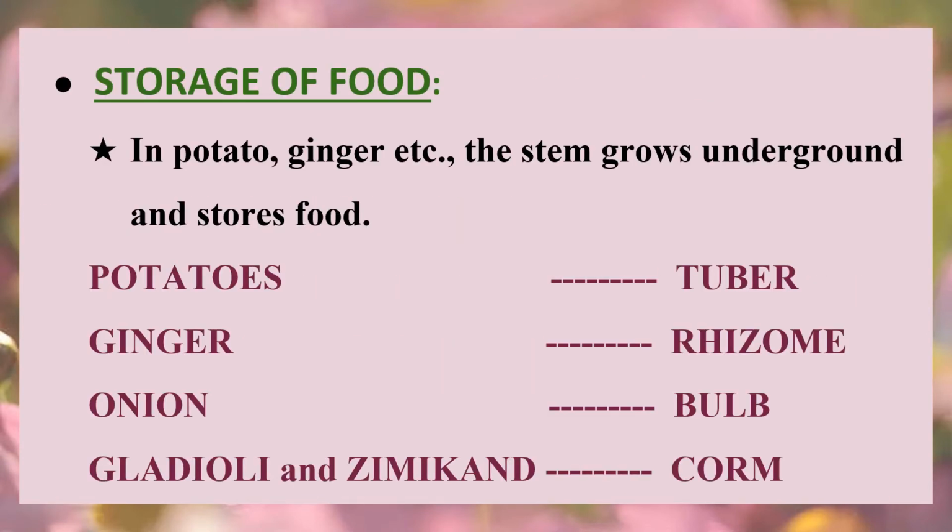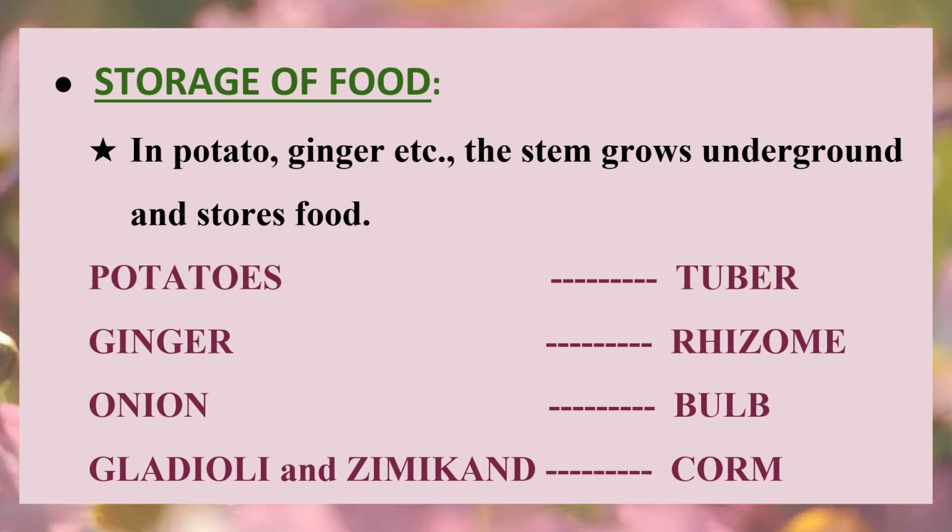Storage of food. In potato, ginger, onion, etc., the stem grows underground and stores food. The stored food is used during unfavorable season when the food preparing green aerial part does not survive. This type of stem remains underground and gives aerial shoots in the next season. This is called perennation. In potatoes, the modified stem is called tuber, and the tuber has a number of buds called eyes. Each bud can grow into an aerial shoot.